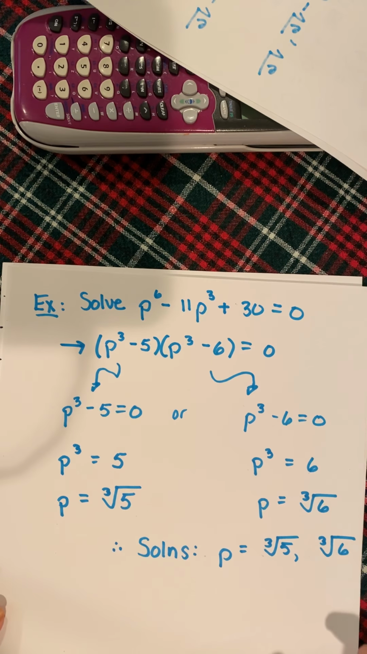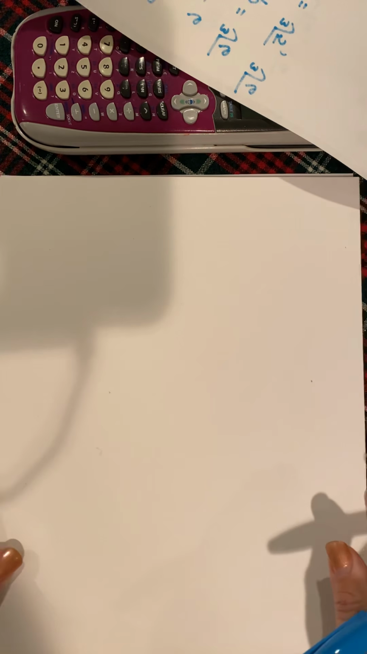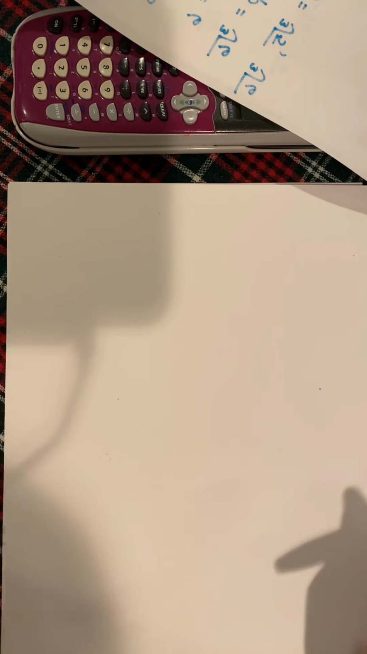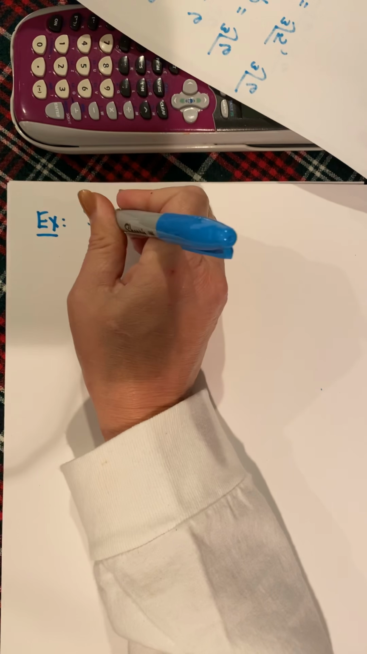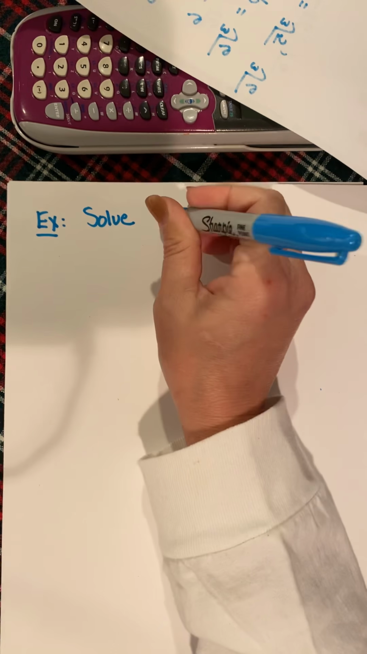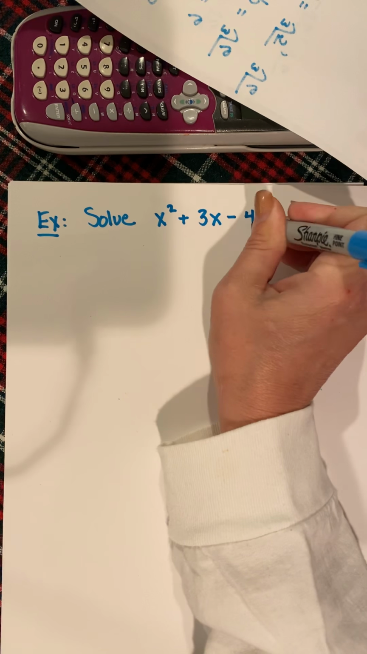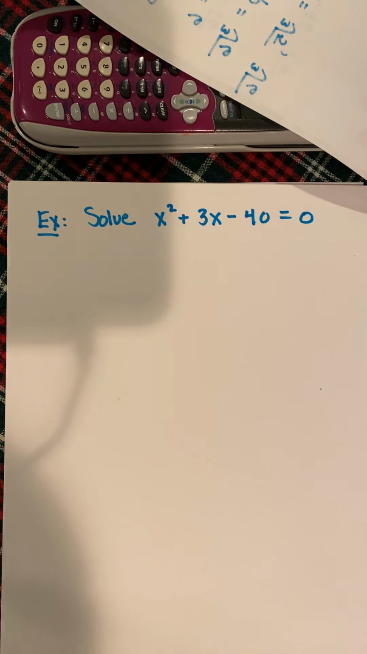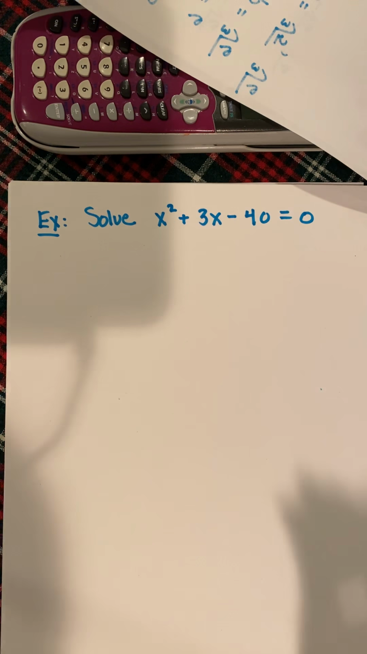So let's try another one along these lines. Let's again backpedal and start with a basic problem. Let's suppose you were asked to solve x squared plus 3x minus 40 equals 0. Now here's a good time to pause the video and try solving this on your own.